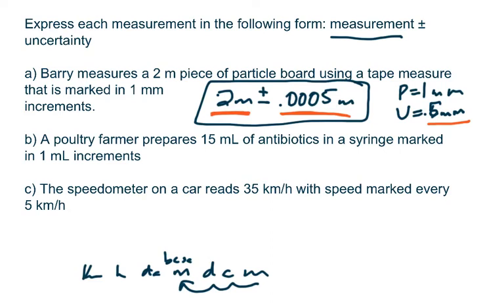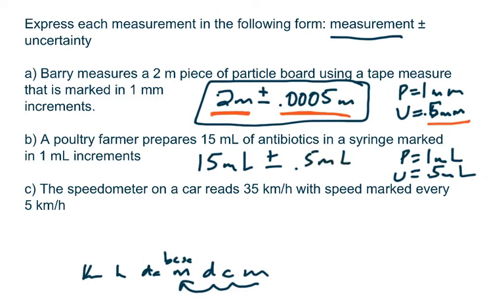Now that was a pretty hard one because we had to do some conversions, but this next one won't be so hard. A poultry farmer prepares 15 milliliters of antibiotics. So he's going to give his chickens some medicine, plus or minus. The syringe is marked in 1 milliliter increments. So again, we've got this whole 1 for precision, which isn't always the case. So 0.5, because half of my precision is my uncertainty. So 0.5 milliliters.